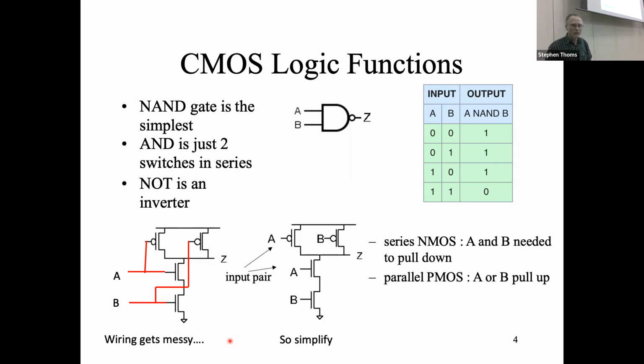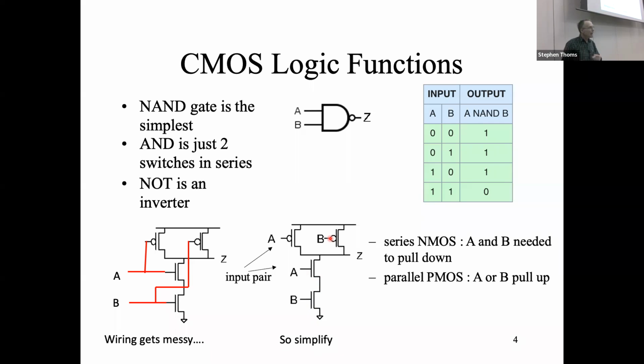And so how does that work? If you just look at that, if you want to pull the output down, both A and B have to be on. So if you give A and B a high signal, then both those transistors are on, Z is pulled down to 0, and that then satisfies this line here. Need to check for a crowbar current, but of course, if both those are on, that means that both those are off, so we're fine there.